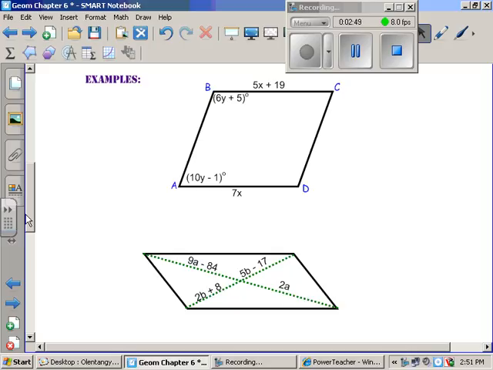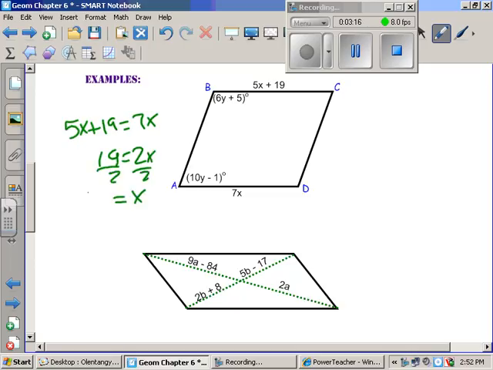We know that in a parallelogram, consecutive angles are supplementary, and we also know opposite sides are equal. So to solve for x, I would say 5x plus 19 is equal to 7x. Subtract 5x, and I get 19 is equal to 2x. Divide by 2, and I get x is equal to 9.5.